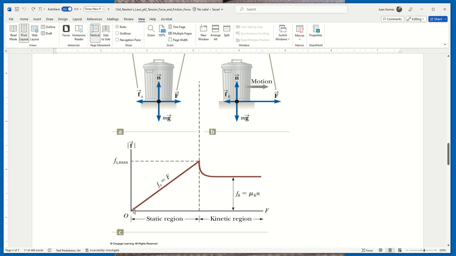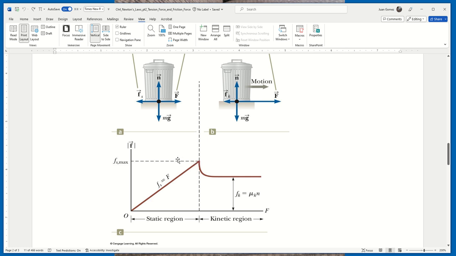So here you're increasing the applied force, still no motion, so increasing large F. When I say F, I mean the uppercase F, the applied force. So increasing F, no motion, so static. F is still increasing, static. F is still increasing, static.